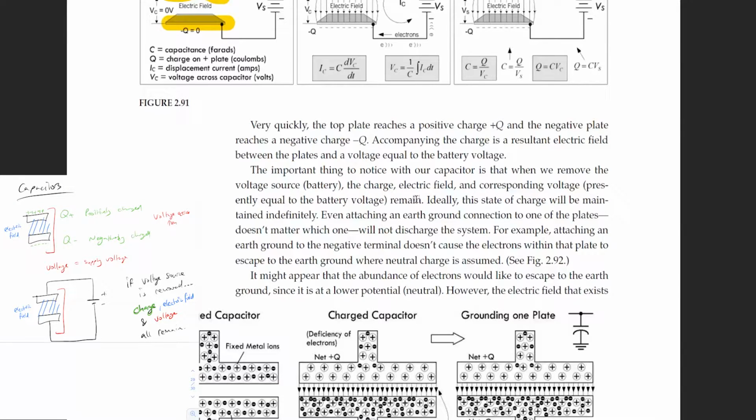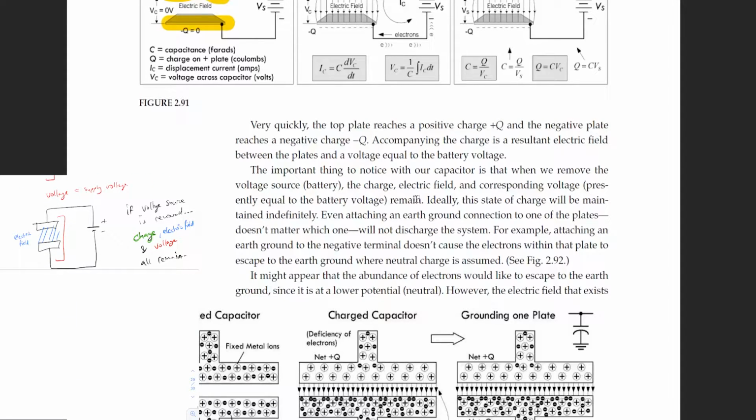Voltage all remain. If the voltage source is removed, charge, electric field, and voltage, they all remain.